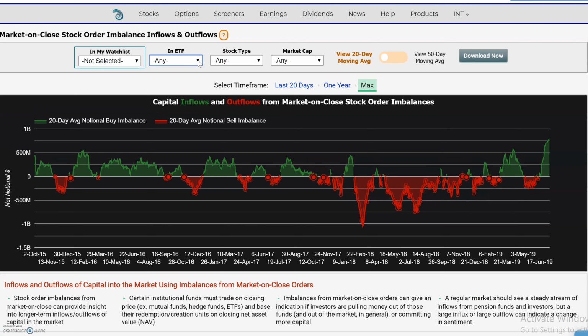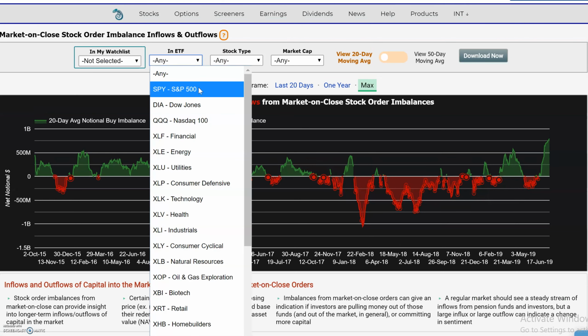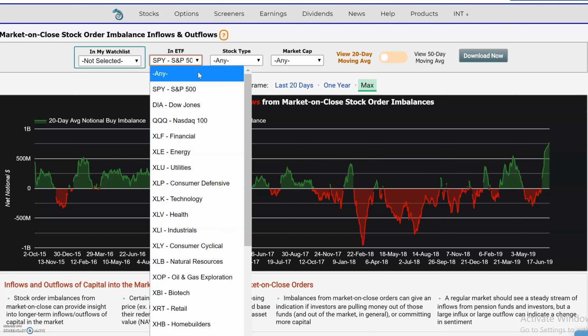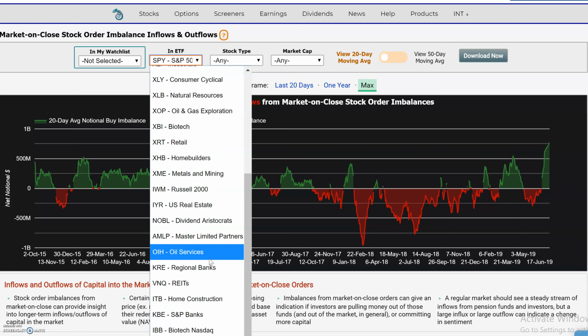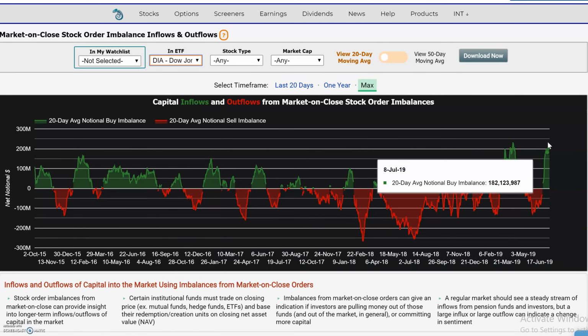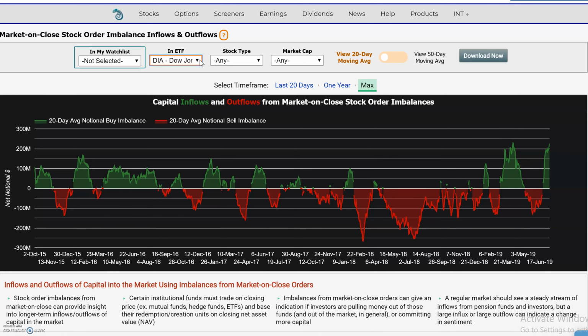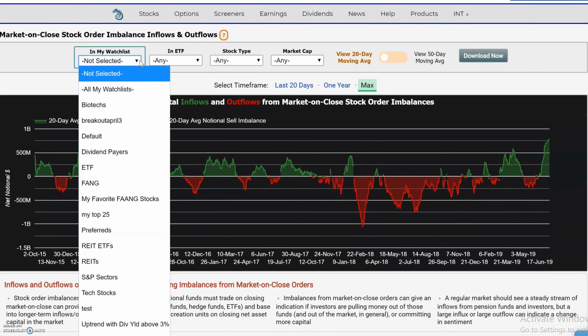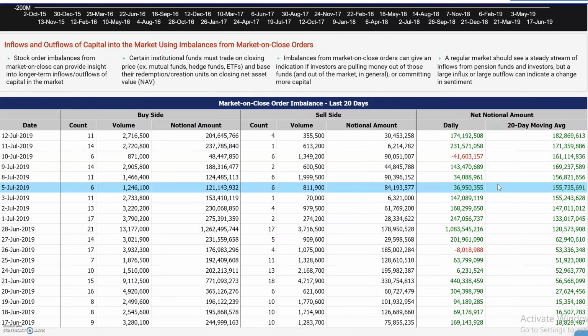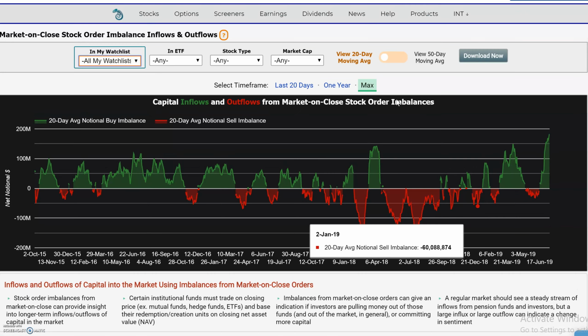If you wanted to look at just, for example, the S&P 500, you could change that and look at how it's flowing into the S&P 500, Dow Jones, or any of these sector ETFs. So here would be the Dow Jones. You could see some spikes here, inflows. If you wanted to create your own basket in your watch list and monitor how the inflows or outflows have been in stocks in your watch list, you could do that as well, or by market cap, and then you could download this table over here.